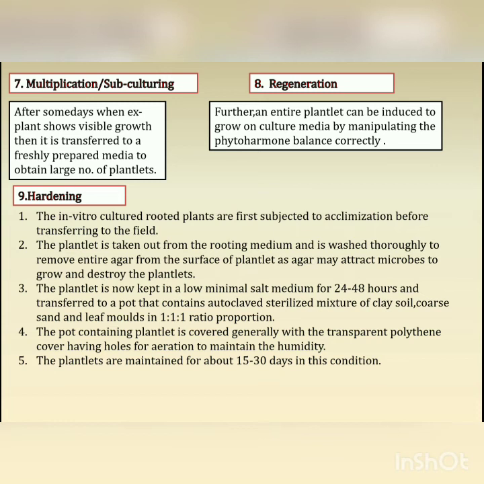Now, what are the common steps of hardening which you can write in your exams? There are 5. First, the in vitro cultured rooted plants are subjected to acclimatization before transferring to the fields. Meaning we try to make the plants comfortable with the natural environment, and after it bears all the natural things, then we can send it for field establishment. Second, the plantlet is taken out from the rooting medium and washed thoroughly to remove the entire agar from the surface of the plantlet, as agar may attract microbes to grow and destroy the plantlets.